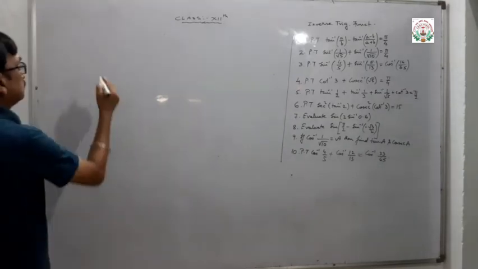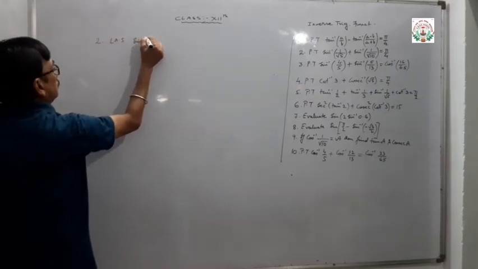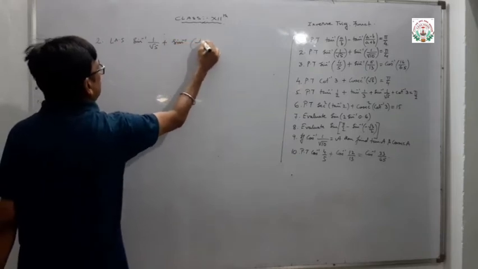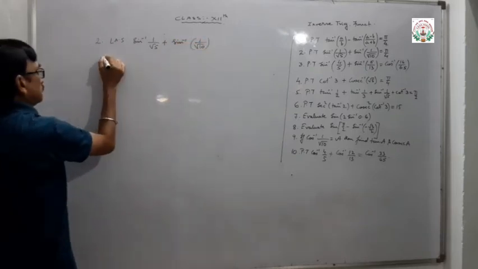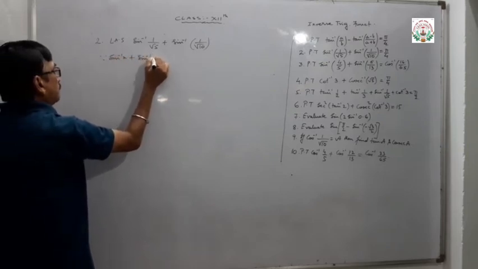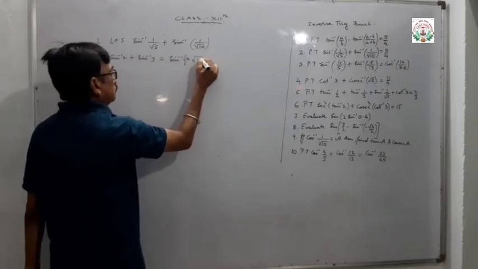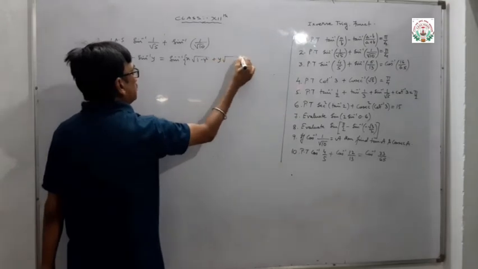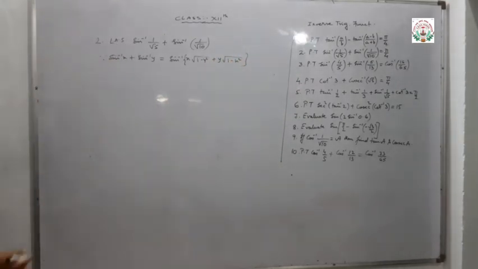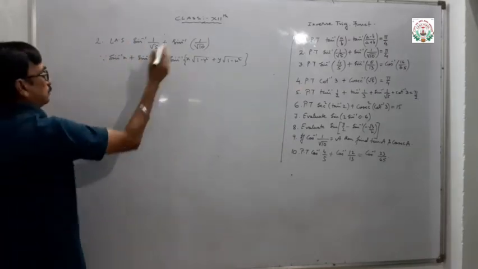The second question is given. LHS: sine inverse of 1 by root 5 plus sine inverse of 1 by root 10. As we know, sine inverse of x plus sine inverse of y is equal to sine inverse of x into under root 1 minus y square plus y into under root 1 minus x square. That is our formula. Now, in place of x we put 1 by root 5, in place of y we substitute 1 by root 10.